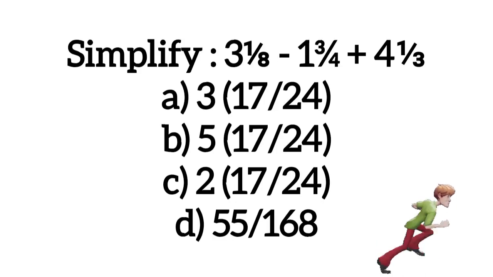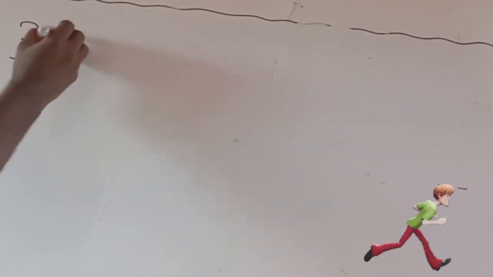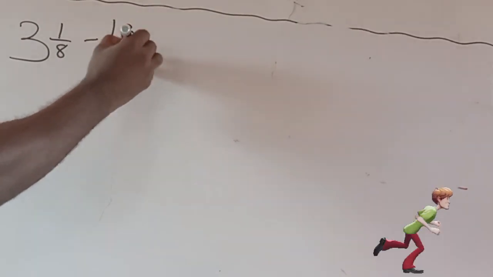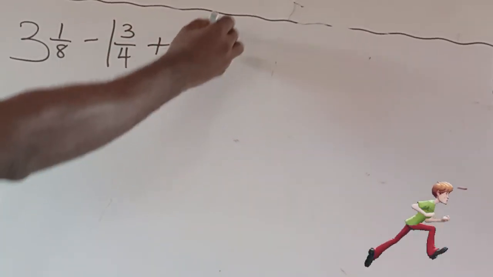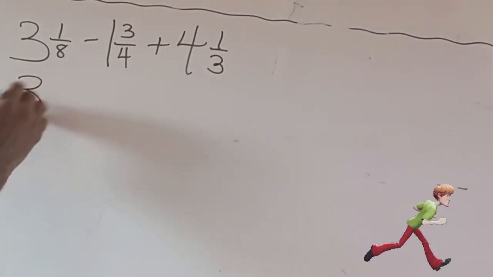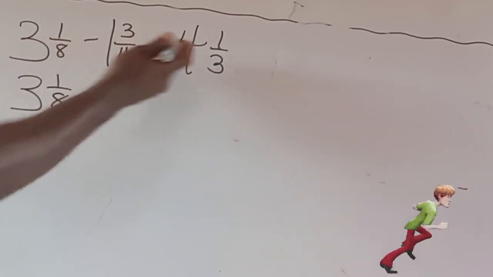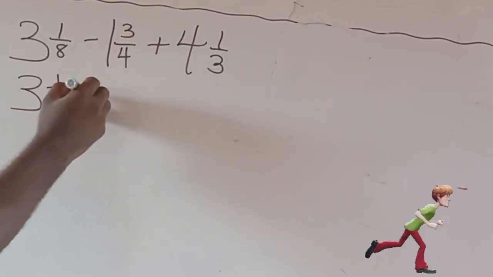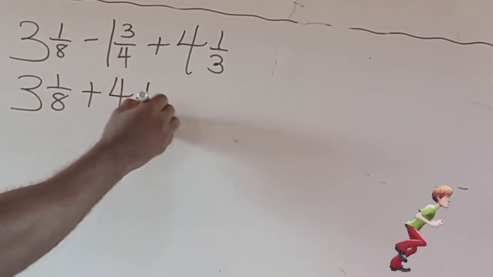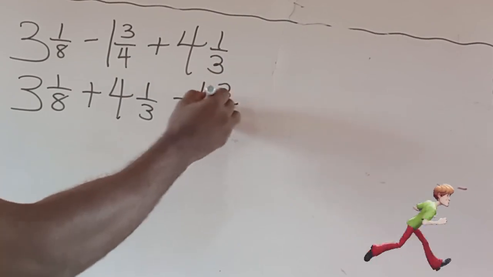Simplify 3 whole number 1 over 3 minus 1 whole number 3 over 4 plus 4 whole number 1 over 3. Let's do it. We will write it as 3 whole number 1 over 3, according to the question, minus 1 whole number 3 over 4 plus 4 whole number 1 over 3. What you are going to do is to collect like terms in terms of addition. So 3 whole number 1 over 3 plus 4 whole number 1 over 3 minus 1 whole number 3 over 4.